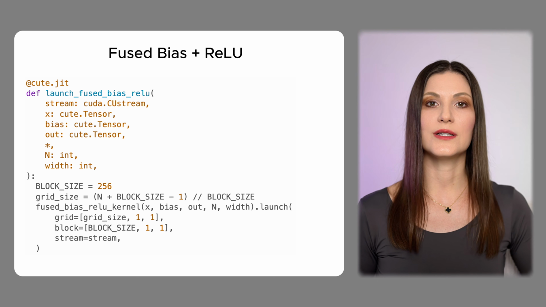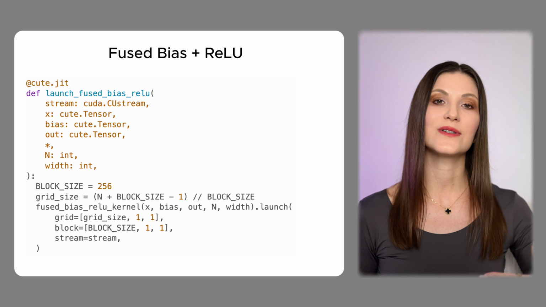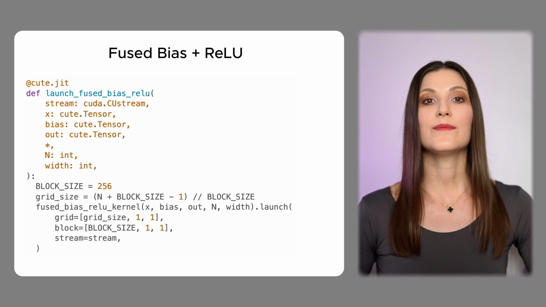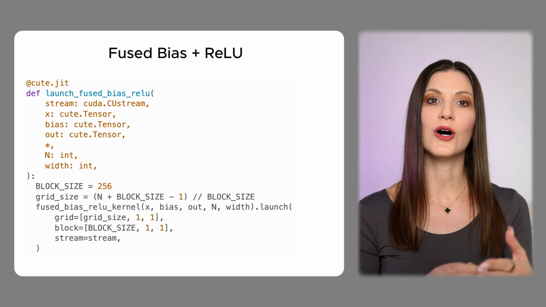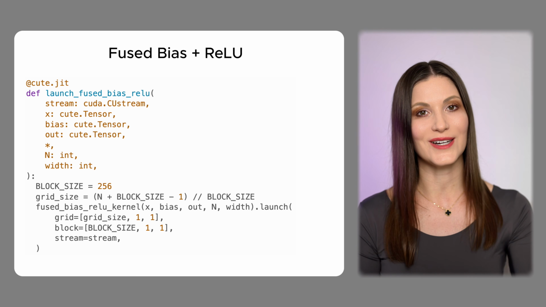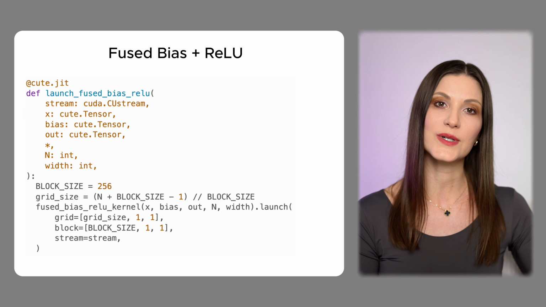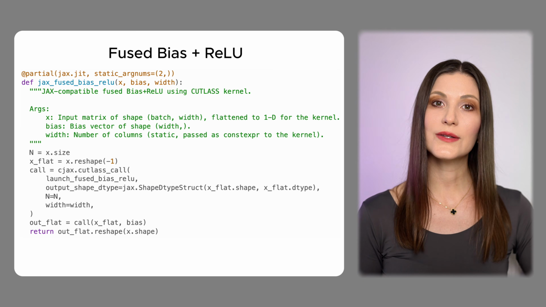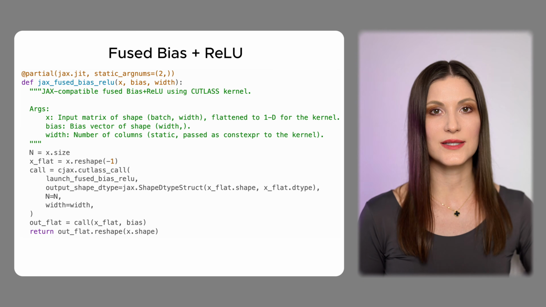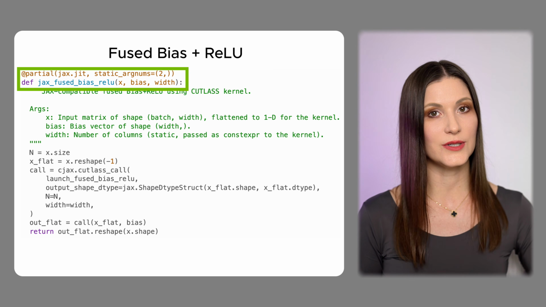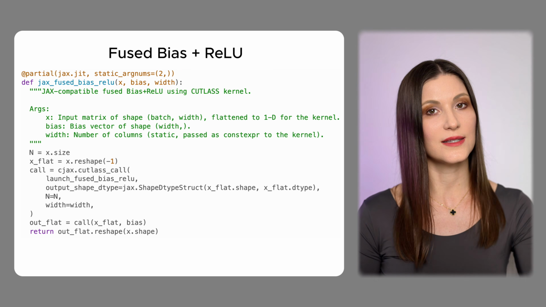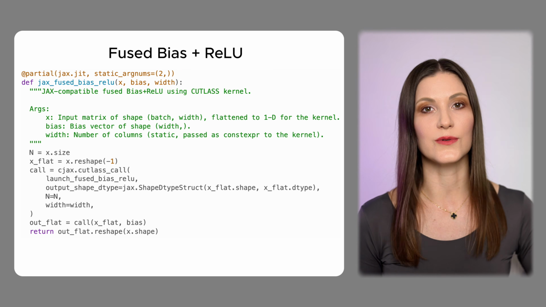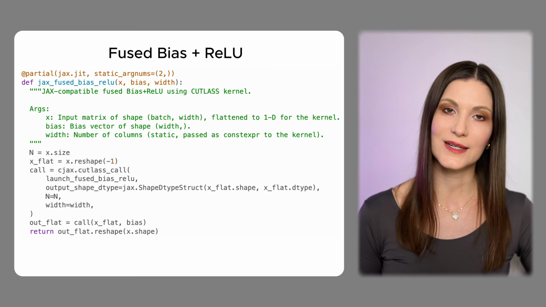So the message here isn't CuTe as a replacement for every JAX op. The message is, when you have a hotspot that is memory-traffic dominated or launch-overhead dominated, fusion is a huge lever. In the wrapper, notice we also pass width as a static parameter because width affects indexing. And it's often helpful to treat it like a compile-time constant.